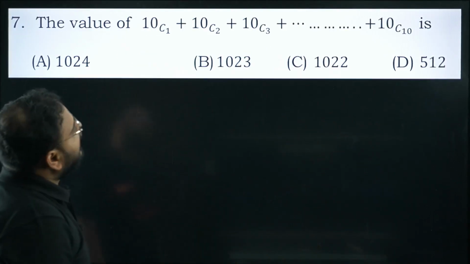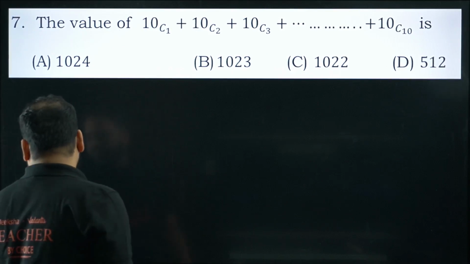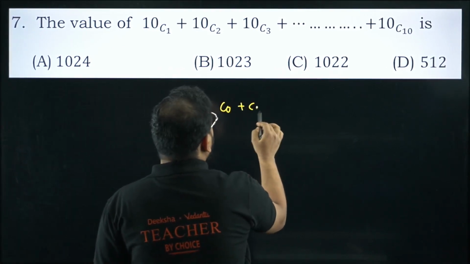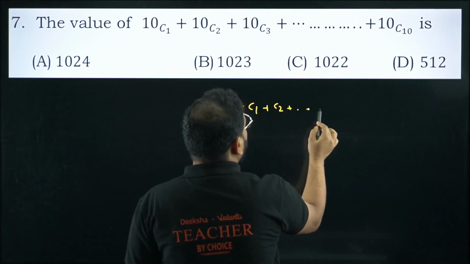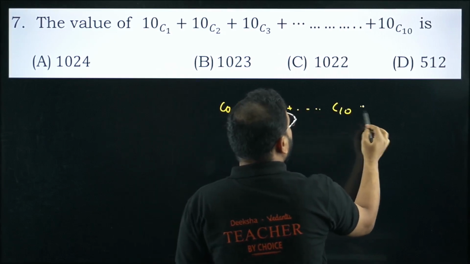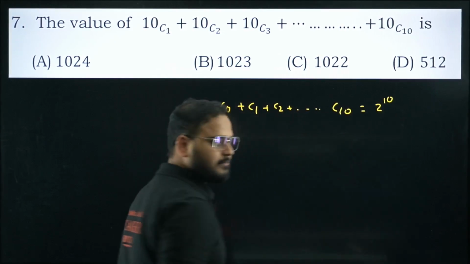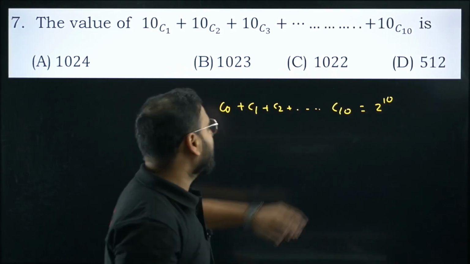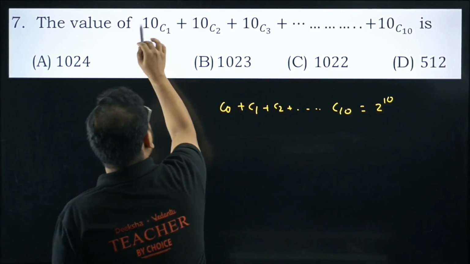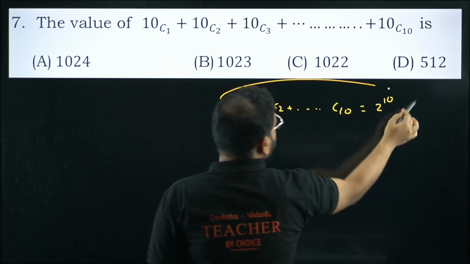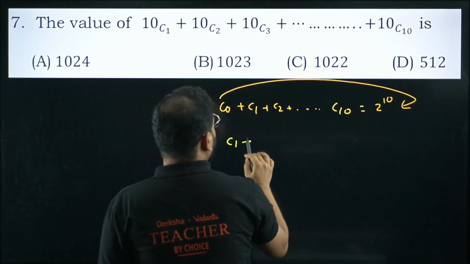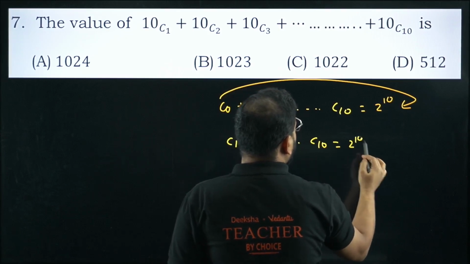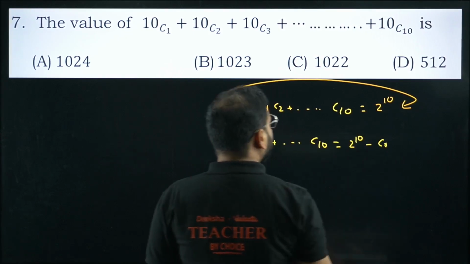Remember this definition: C0 plus C1 plus C2 till C10 is given by 2 power 10, right? If it is Cn, it will become 2 power n. Agreed. So we don't have C0 over here, so we'll take this C0 on this side. It becomes C1 plus C2 so on till C10 equals 2 power 10 minus C0.